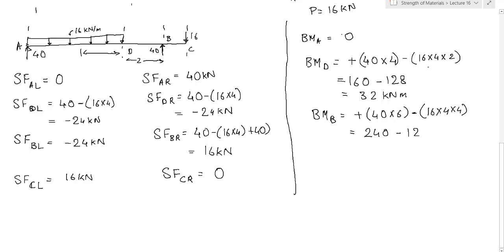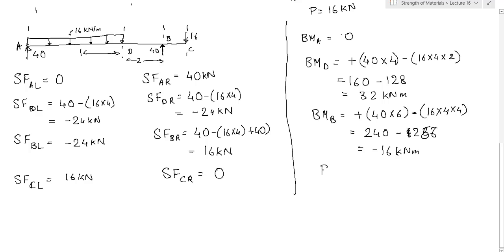Just 1 minute, I think I might have made a mistake. 16 into 4 into 4 is 256, sorry, yeah, 256. So this is going to be minus 16 kilonewton meter.